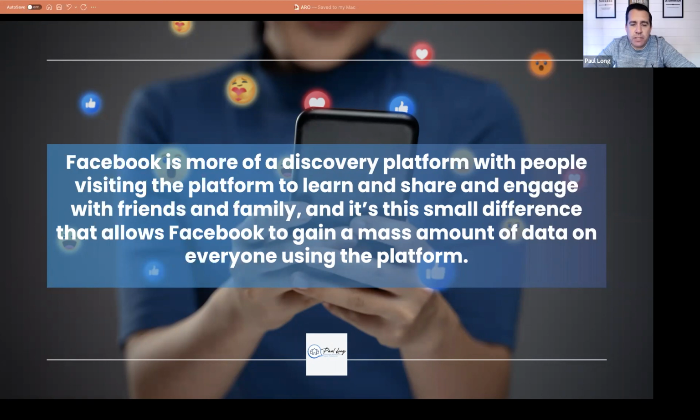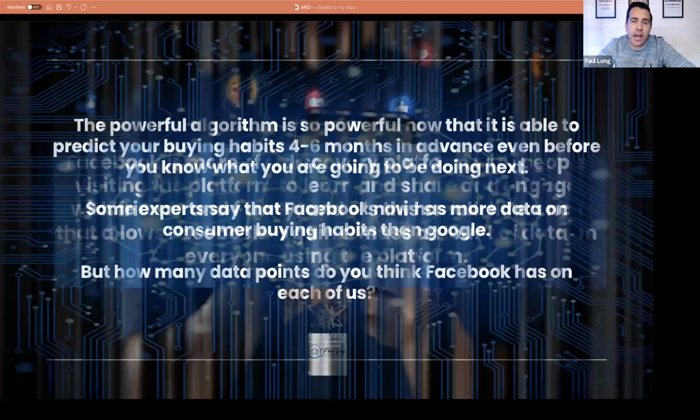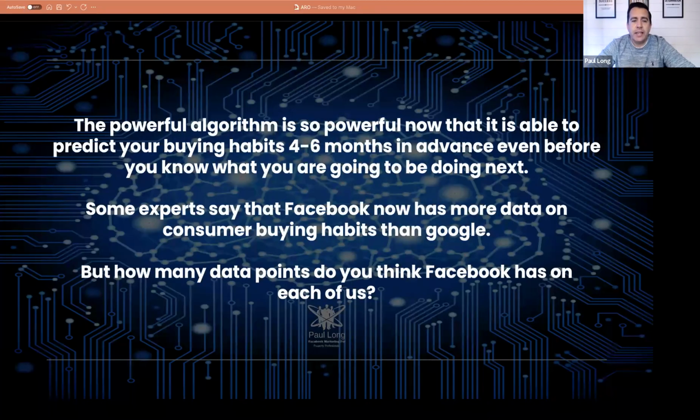Facebook is more of a discovery platform, with people visiting the platform to learn and share, and engage with family and friends. And it's a small difference that allows Facebook to gain a mass amount of data on everyone using the platform. The algorithm is now so powerful that it's able to predict what you and I are going to be doing next, 4 to 6 months in advance. Some experts say that Facebook has got more data and consumer buying habit data than Google.